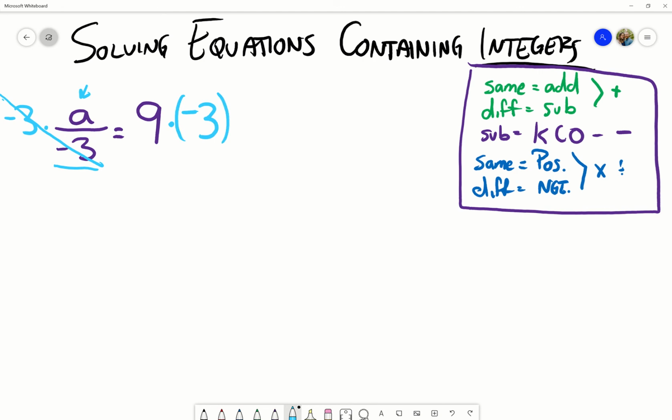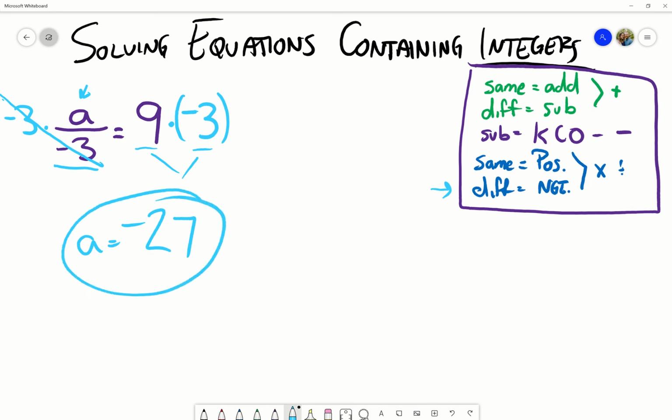Now, multiplication just works the same. Nothing changes about multiplication except we look at our signs. So here we have a positive times a negative. Different signs equal a negative number, so we know a will equal negative, and then we just solve 9 times 3 is 27. And there is our answer. Negative 27 would be our final answer.